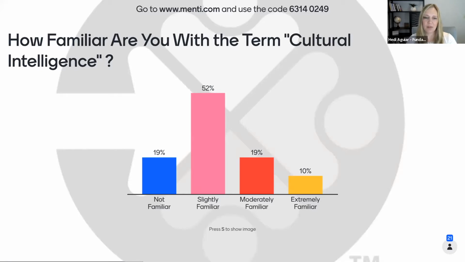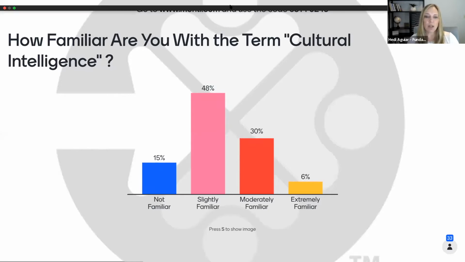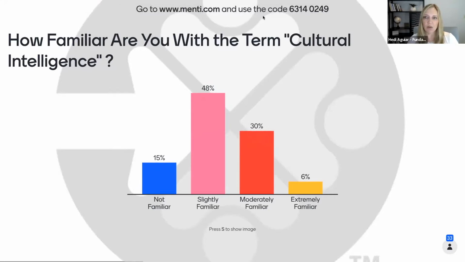All right, wonderful. So most of you are indicating maybe not so familiar with it, or maybe just mildly familiar with it. And some of you feel very confident with the term cultural intelligence. So I'd like to review what cultural intelligence is. So Deanna, I think I'll switch over here and share my slide.